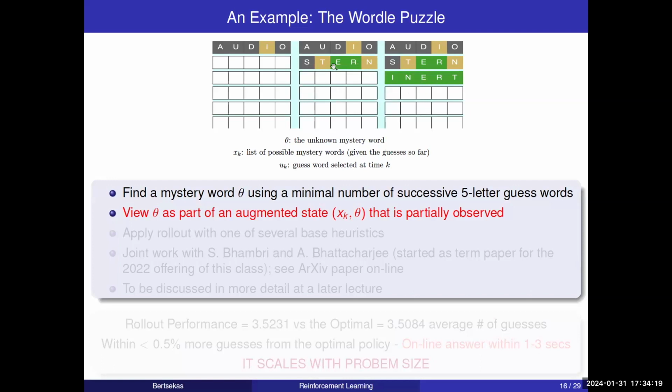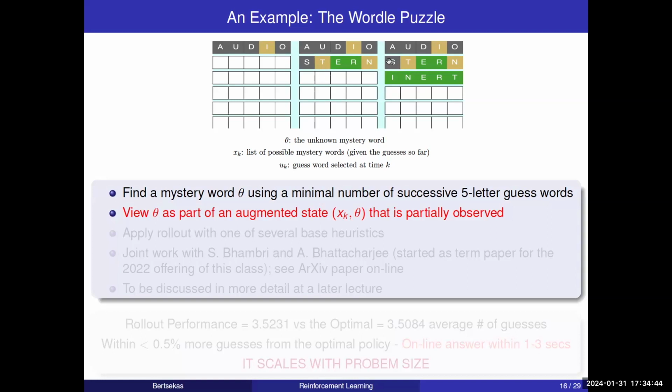E and R are in the correct positions. So you get a green light, a green response for the 3rd and 4th position. And T and N are in the wrong positions. So you get feedback that these 2 letters belong to the mystery word, but they are not in the right positions.